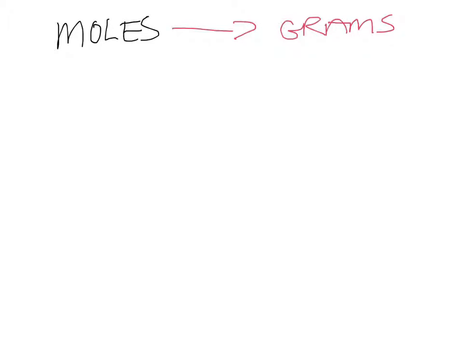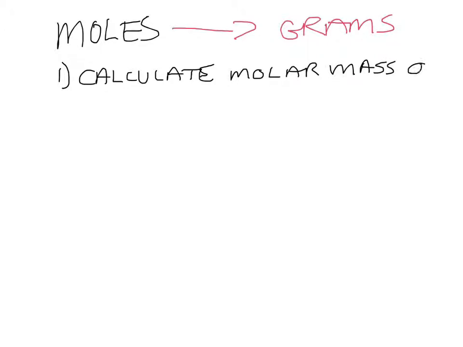Same basic process as before. You're given the number of moles, and then you need to convert back to grams. So the first step is make sure you know the molar mass, because that's going to become important again. So calculate molar mass if not known, of a compound or element or whatever. Once you calculate the molar mass, because we're going to need that for the next part, step 2 is set up a conversion equation.